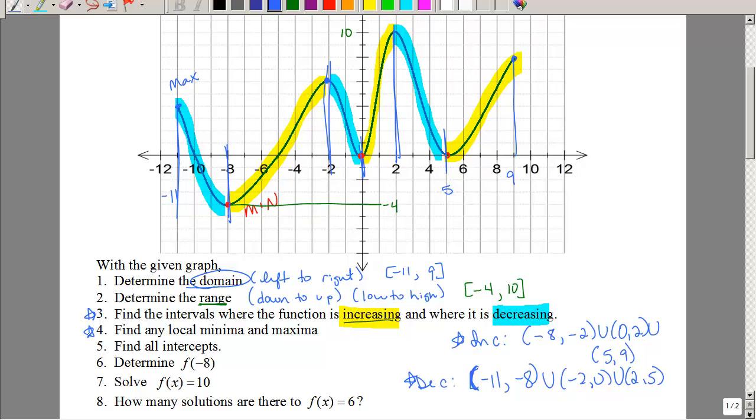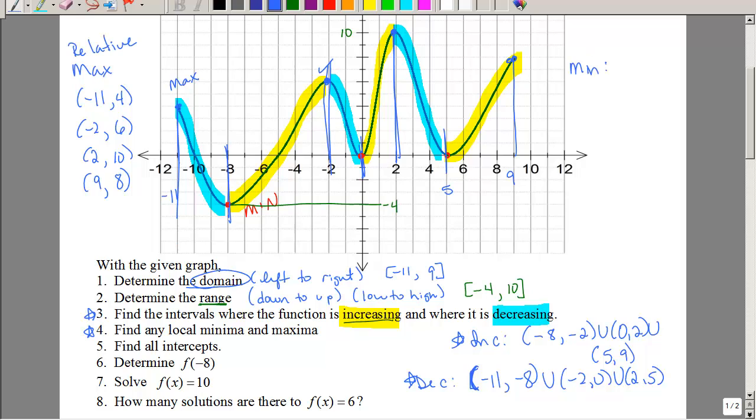Find any local minima and maxima. All right, so let's just label the points on the graph. The maximum would be at -11, and the value would be 4. Then we would have another maximum at -2, 6. That's this one. And way up there, we have one at 2, 10, and this last one would be at 9. It looks like a y value of 8. Those would be the maximas.